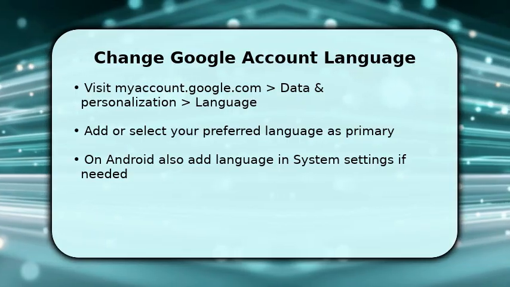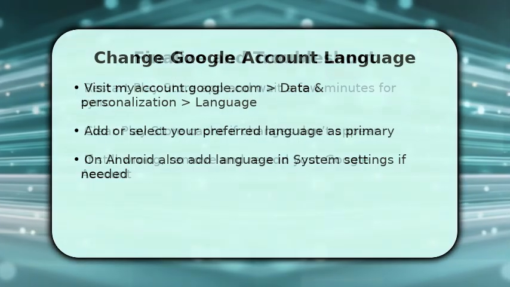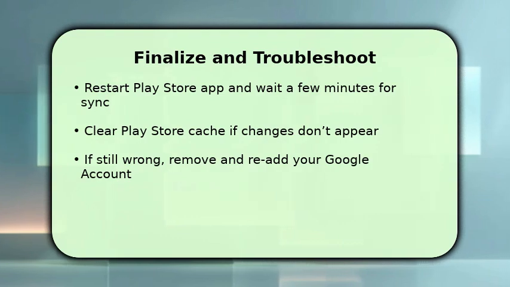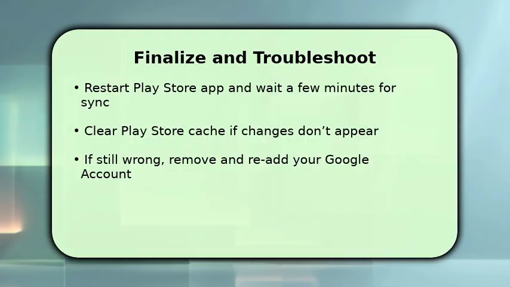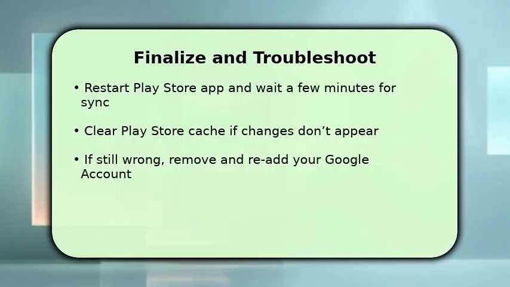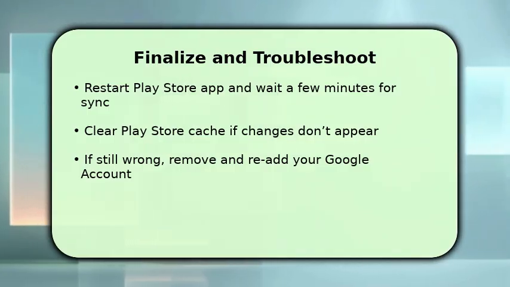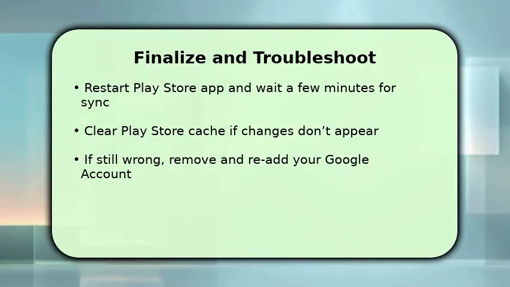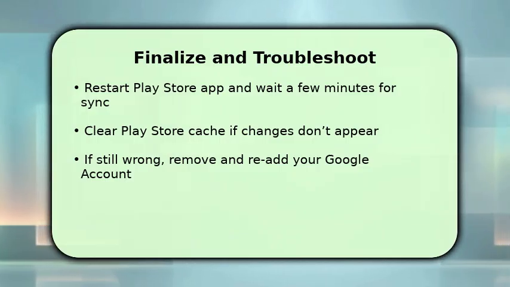Finish by forcing a refresh. Close and reopen the Play Store, then check for the new language. You may need to wait a minute for Google Sync. If Play still shows the old language, go to Settings, Apps, Google Play Store, Storage and clear cache and data, then reopen. As a last resort, remove the Google account from your device and add it back to force a full profile refresh. If problems persist, verify your Google account country and contact support. That can block some localized changes.